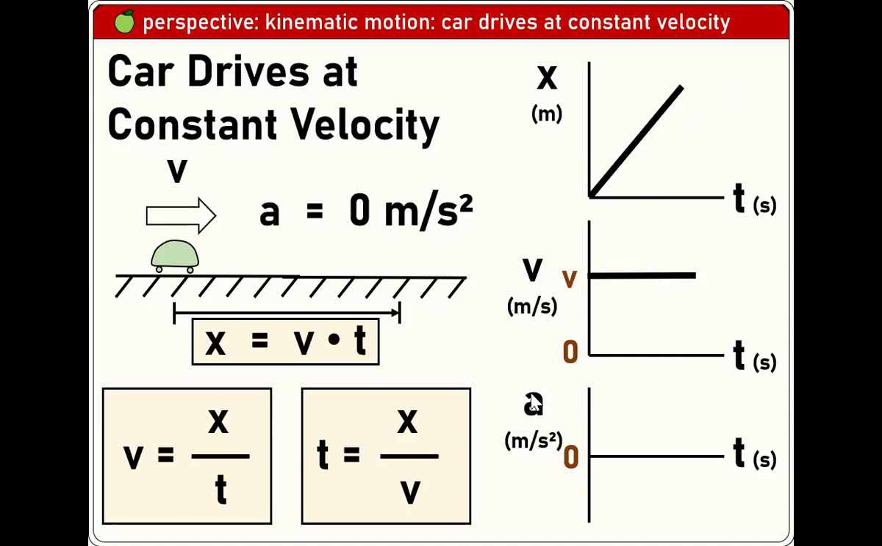And then now acceleration, this is the rate that you're speeding up or slowing down. But if you're not speeding up or slowing down, it's constant velocity. How much is your acceleration? Yeah, 0. So there's a 0 right there. Okay, that makes sense.